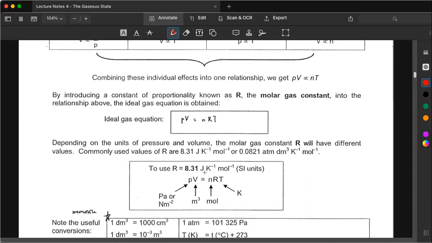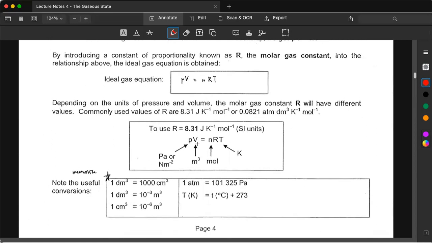Depending on the units of pressure and volume, the molar gas constant will have different values. The commonly used value is 8.31 joules per Kelvin per mole. Sometimes we use atmospheric pressure, dm³, Kelvin and mole, then it will be 0.0821 atm dm³ per Kelvin per mole. So it depends on what units are used in the equation. The common SI value is 8.31, which you can find in the data booklet, but it will be faster if you remember this so that you can apply it to the equation very quickly.